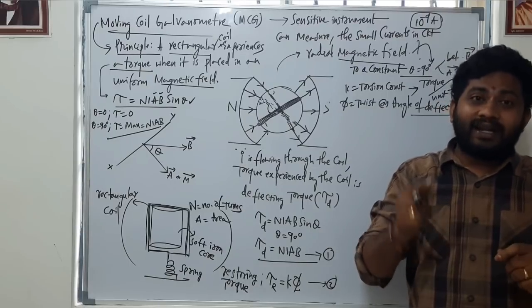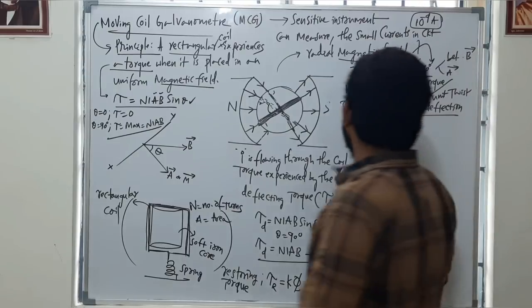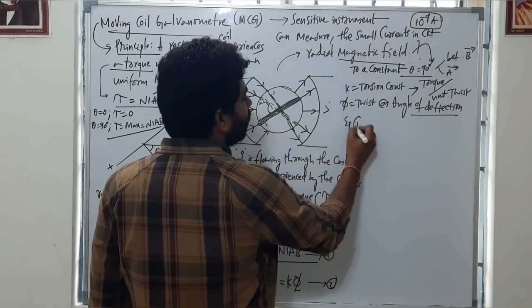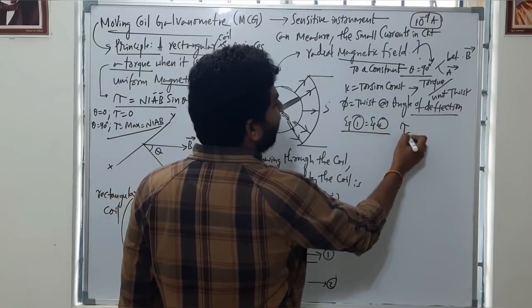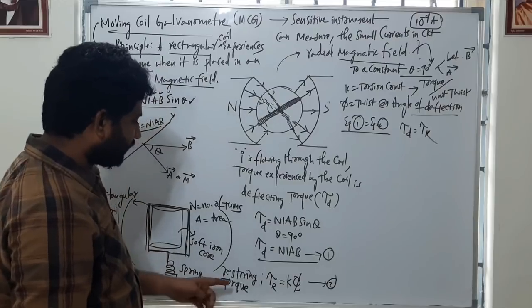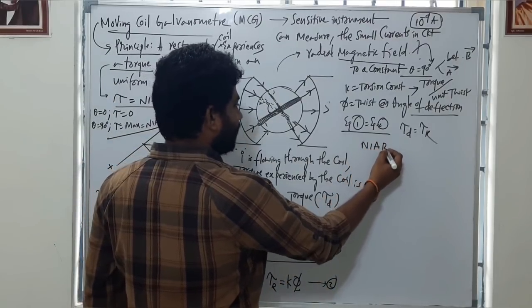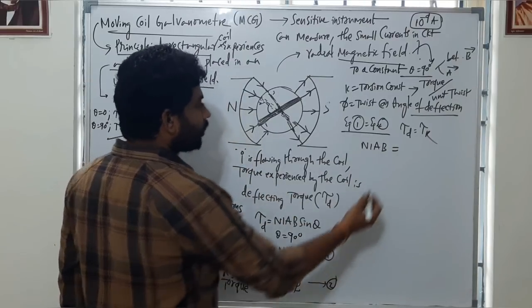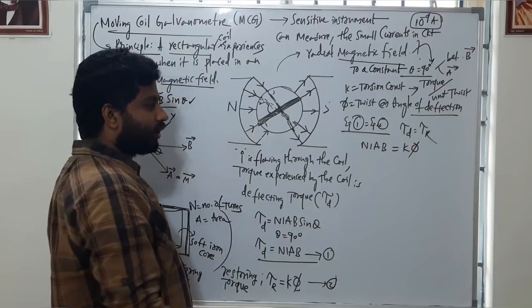When deflecting torque is equal to restoring torque, that's the reason I'm writing equation 1 is equal to equation 2. So that means deflecting torque is equal to restoring torque. So what I can write here, NIAB is equal to K phi.